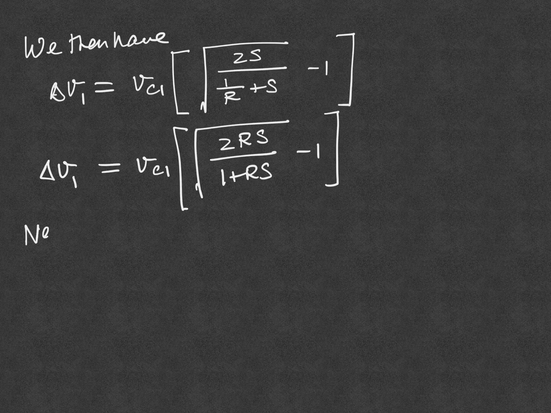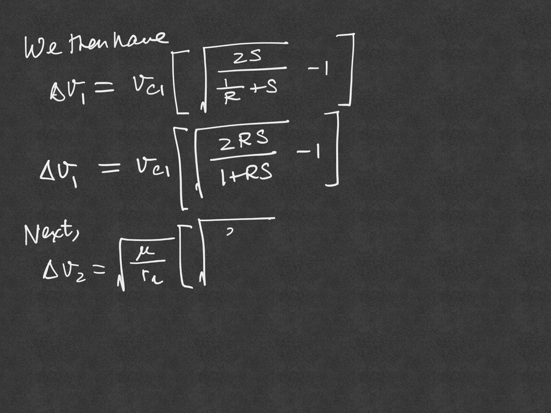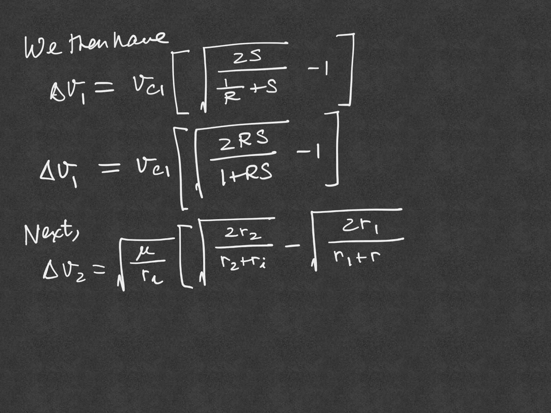So next, delta V2 is equal to the square root of mu over Ri times the square root of 2R2 all divided by R2 plus Ri, minus the square root of 2R1 all divided by R1 plus Ri. So this is going to take a little bit more work to rewrite, but we'll go through it.